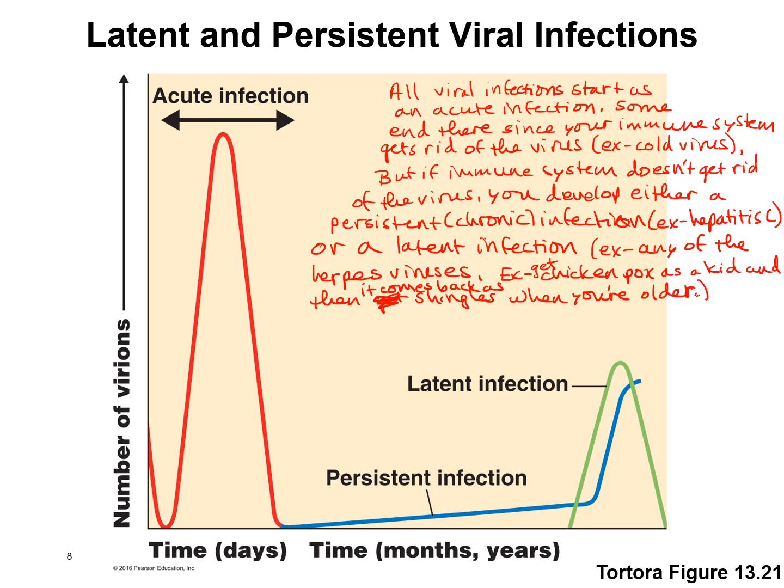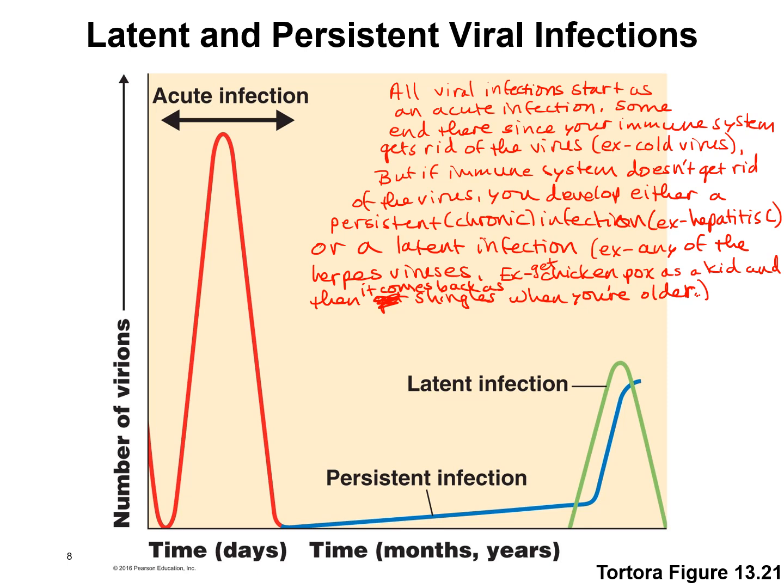Okay, and this is just a really nice picture that shows the number of viruses here on the y-axis, and then here's our time on the x-axis on the bottom. And in red is just showing an acute viral infection. So if you have an acute viral infection, you get infected with the virus, you start producing lots of virus, but then your immune system will get rid of the virus, and then the virus disappears, and you get better, like with a cold, and the virus is gone from your body. Okay, and then you're done with the virus.